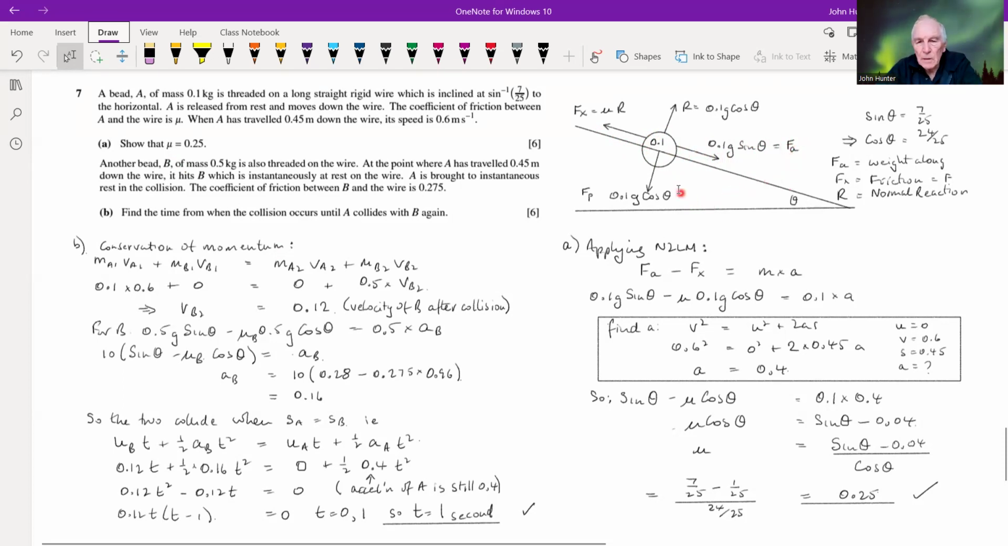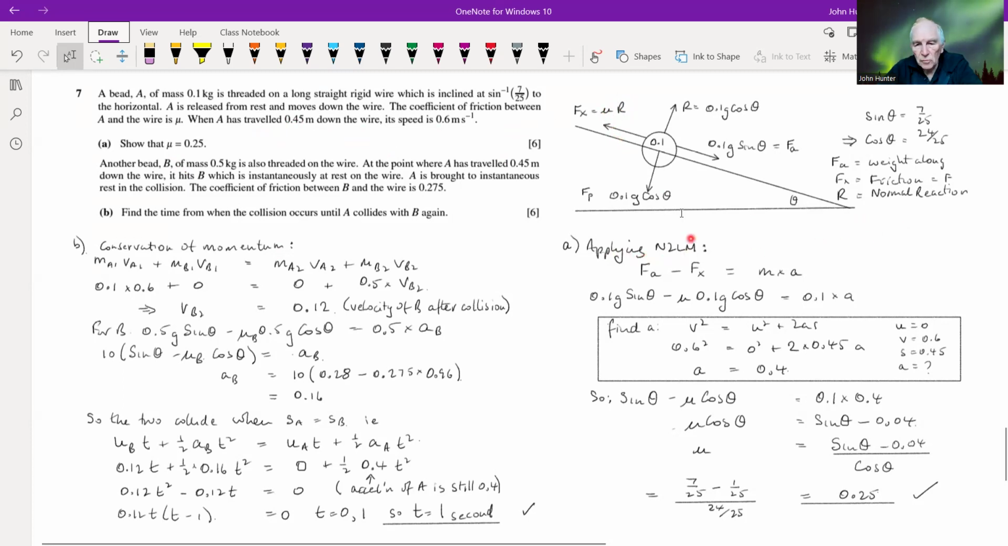The resolved part perpendicular is 0.1 g cos theta. Okay. So therefore that's what the normal reaction is. Got no other forces acting perpendicularly, so that must be the reaction force. And then we've got friction. Well, we don't know the value of friction, but we do know the reaction force, and it's mu that we're trying to find, isn't it? So let's have a look.